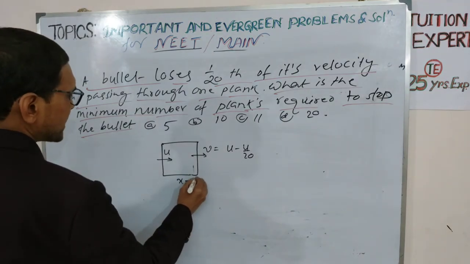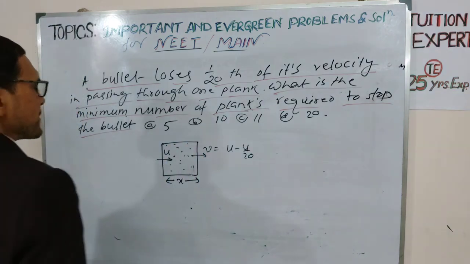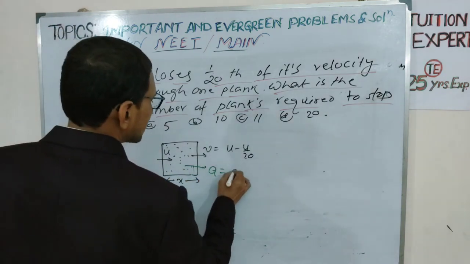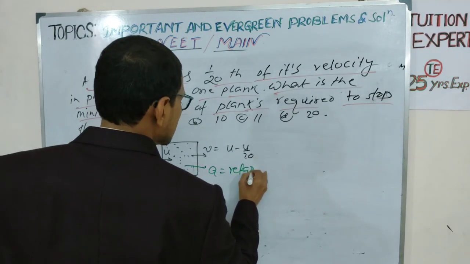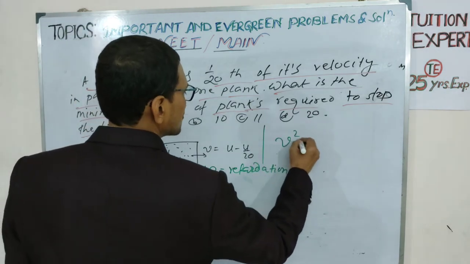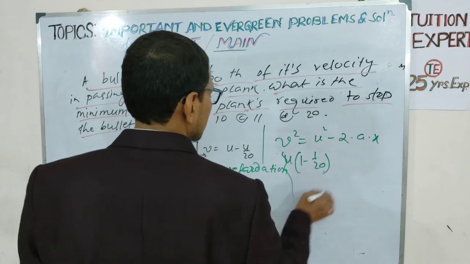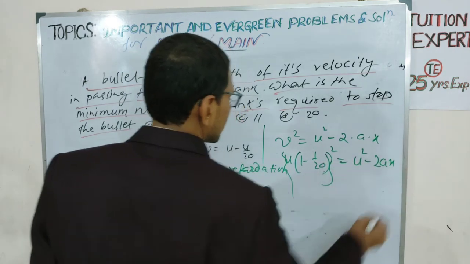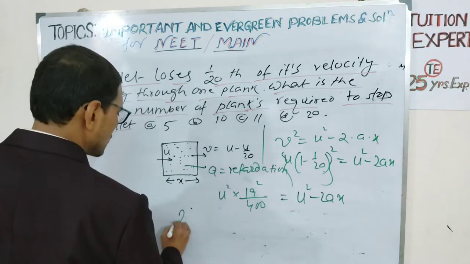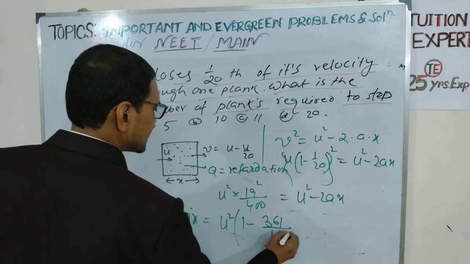Now if the breadth of one plank is x, what is the retardation offered by the plank? Suppose the retardation is a. So the equation becomes v square equal to u square minus 2a into x. Now what is v? v equal to 19u by 20, so u square into 361 by 400 equals u square minus 2ax, so 2ax equals u square into 1 minus 361 by 400. This is the one equation.